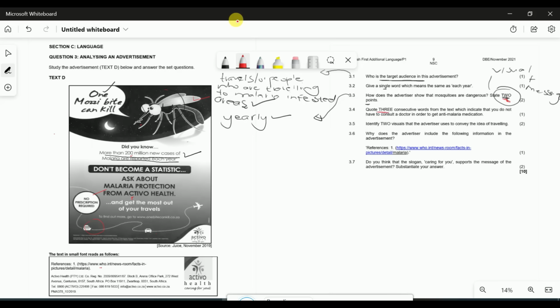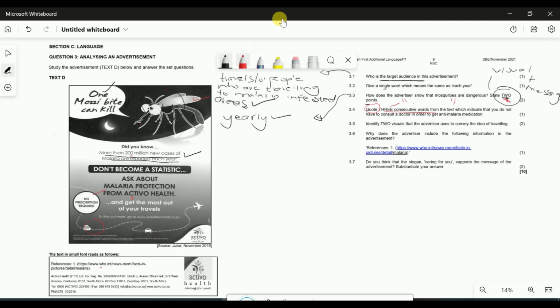And then quote 3 consecutive words. If the examiners talk about 3 or 5, please do not go beyond the required number. Here it says 3, and consecutive means in a sentence the words will follow one another, and whenever you are asked to quote, enclose whatever you have quoted within quotation marks, please. Now they say quote 3 consecutive words from the text which indicate that you do not have to consult a doctor in order to get anti-malaria medication.